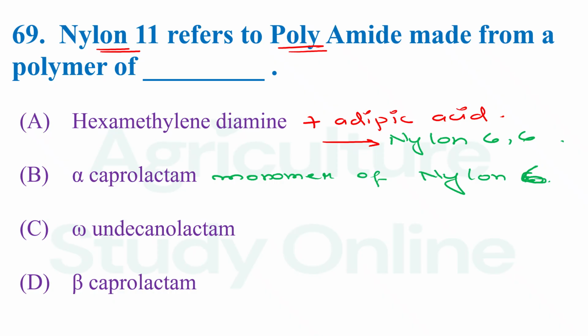Omega aminoundecanoic acid is the correct option over here, since this monomer is used to produce nylon 11. And 11 means 11 carbon atoms, hence nylon 11. It is derived from castor oil, that is ricinoleic acid. And beta caprolactams are not used in nylon production. The correct option is C.